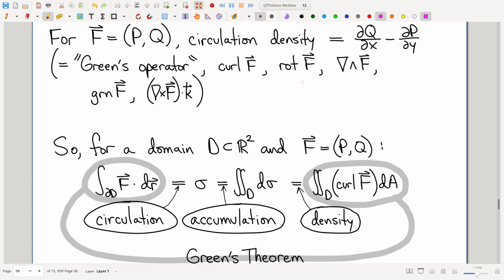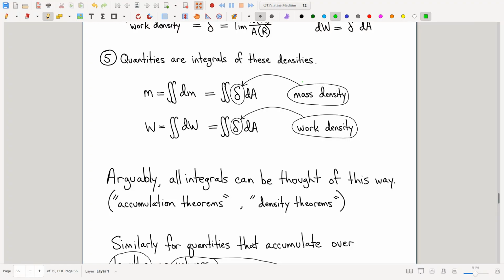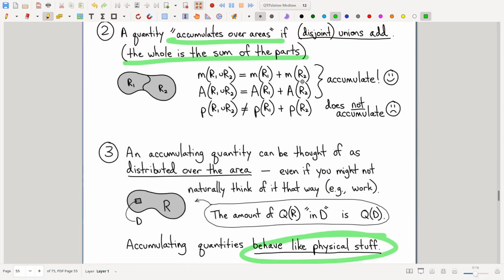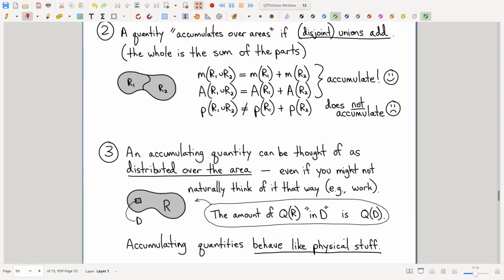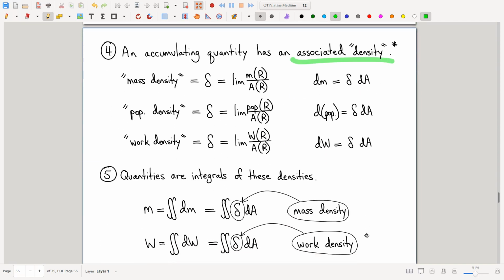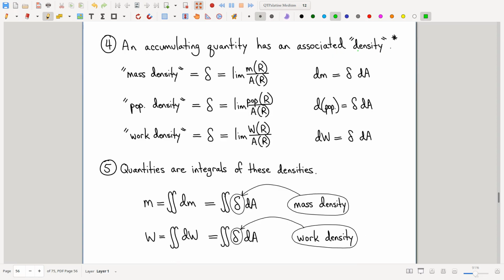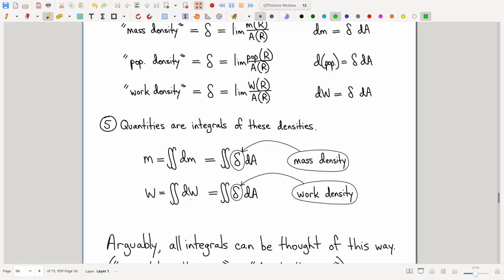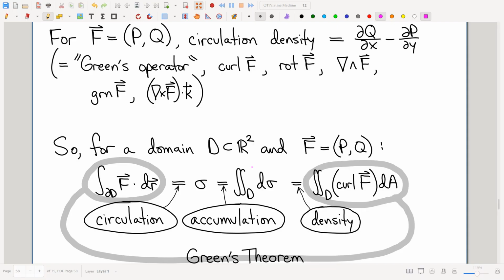Let me remind you, this is just our first example of this program, this sort of game plan in action. The game plan is identify when you have an accumulating quantity, namely the whole is the sum of the parts. Check. Notice that you can view it as a substance distributed over the interior, like a stuff. Check. Weird, but check. Interpret it as having a density. Yep. And write the quantity as an integral of that density. And that is exactly what we've done here.